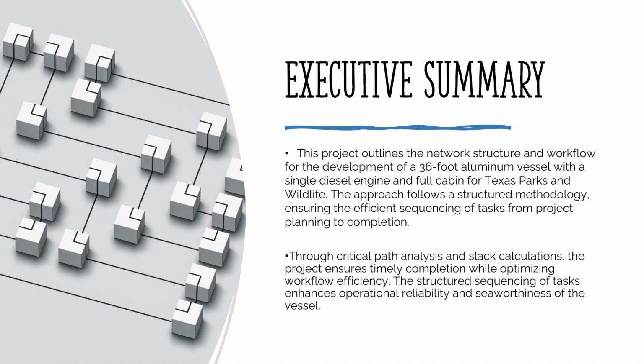A little bit of a background summary before we get started on the network diagram. We are using a 36-foot aluminum vessel with a single diesel engine and full cabin as our vessel for the Texas Park and Wildlife. We decided this was the optimal vessel for them in a previous presentation, and then we had the work breakdown structure associated with that. We are directly using that as our guidelines for the network diagram.